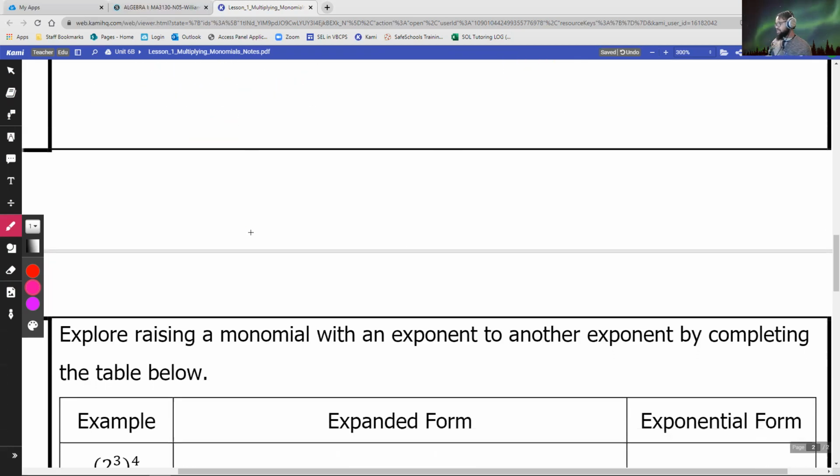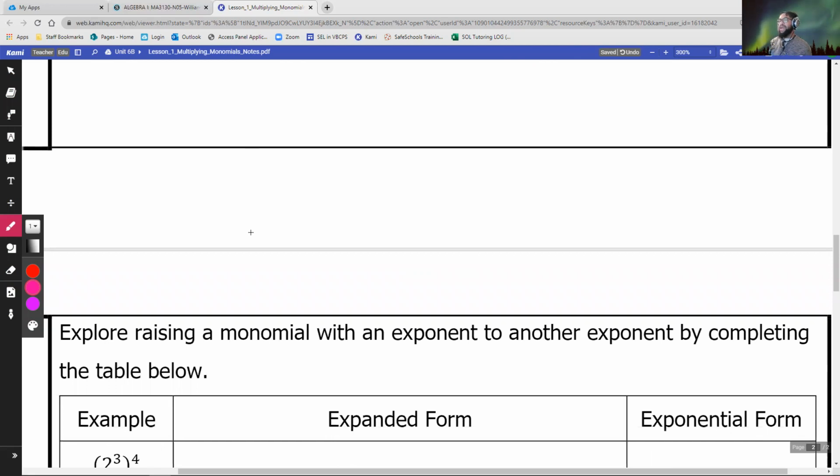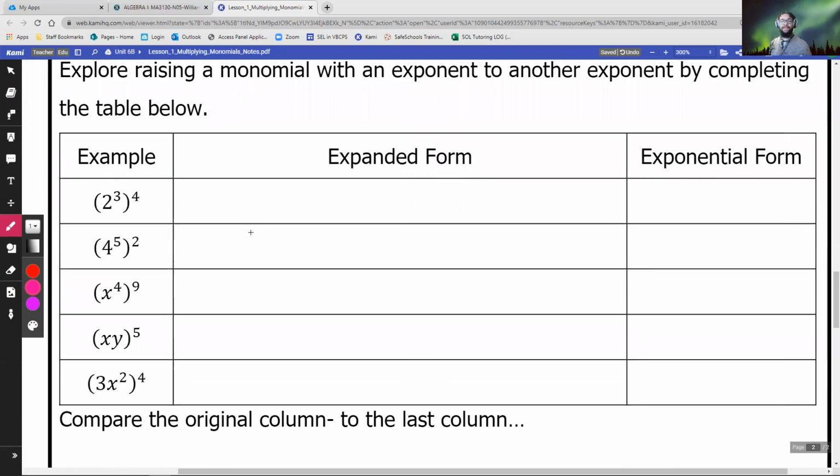All right, next we're going to look at what happens when we have a power raised to a power. So if we have something like this example here, 2 cubed to the 4th. All right, so this says explore raising a monomial with an exponent to another exponent by completing the table below. And I'm not going to go through and complete all of these. I want you to try a couple on your own. I'll do 2 of them, and I want you to try the other ones.